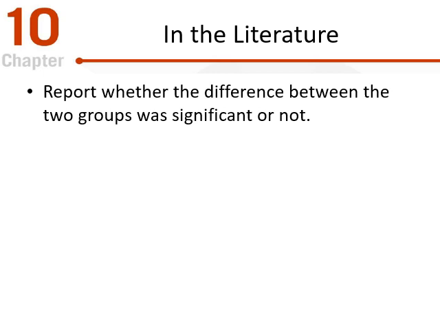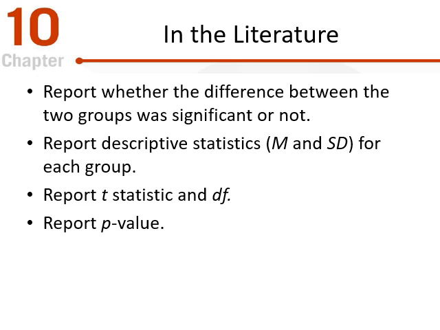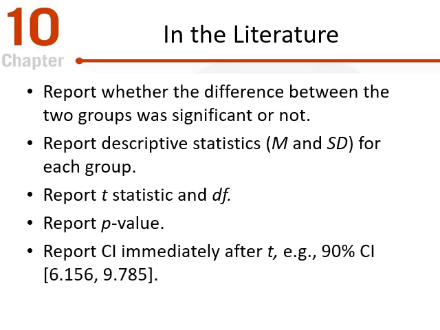In the literature, report whether the difference between the two groups was significant or not. Report descriptive statistics, mean and standard deviation for each group. Report the t-statistic and the degrees of freedom, and report a p-value. Report the confidence interval immediately after t. Example, 90% CI goes from 6.156 to 9.785.